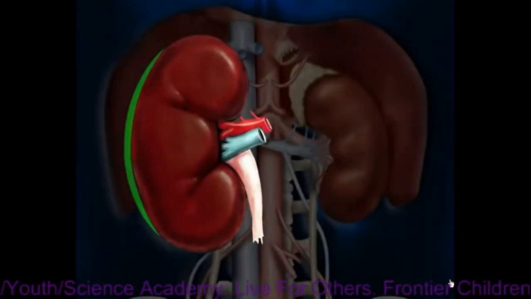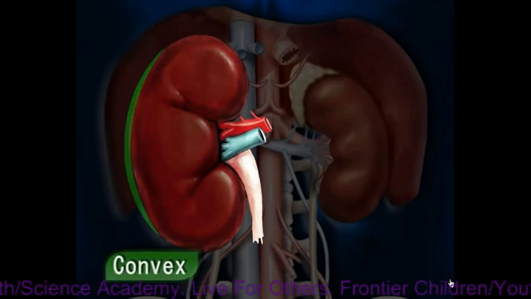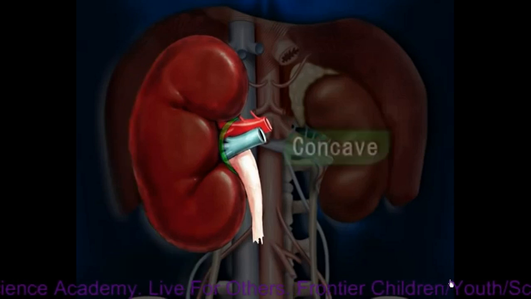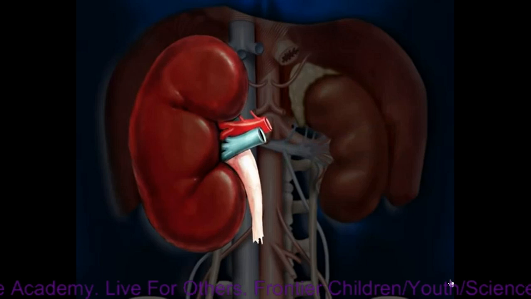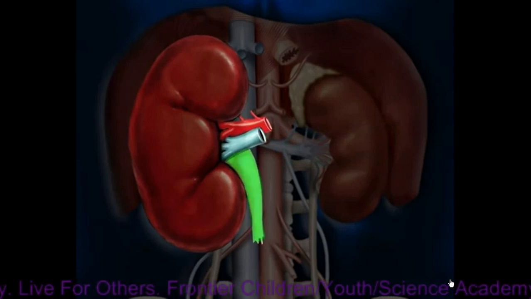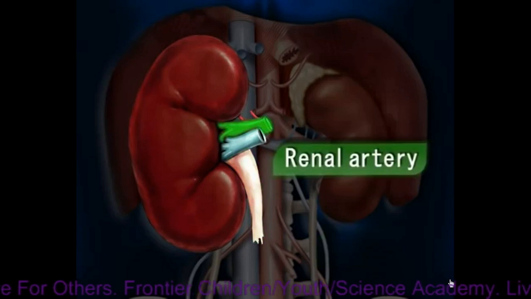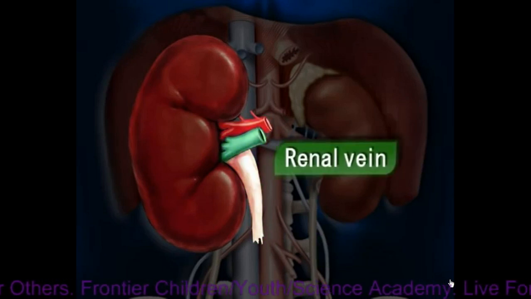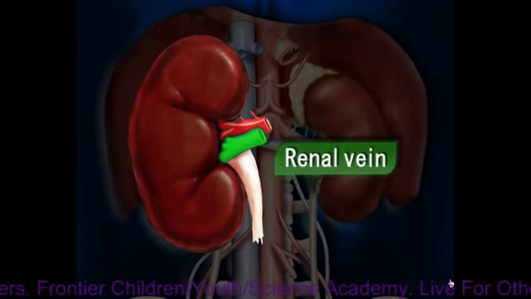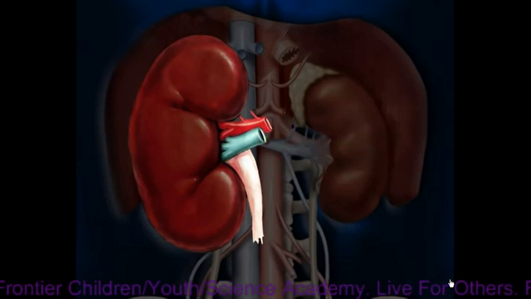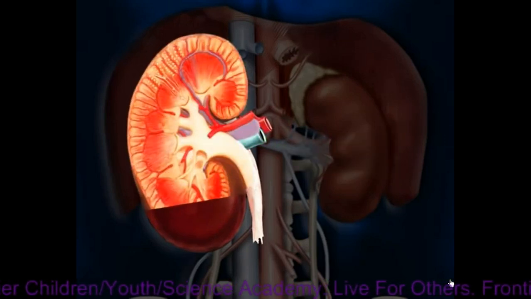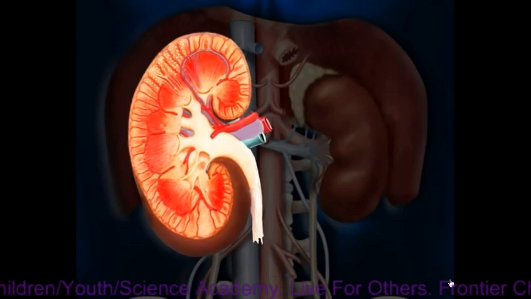The outer surface of a kidney is convex, and the inner surface is concave. The inner surface has a deep notch. Here you can see the ureter, renal artery, and renal vein entering the kidney through this notch. A fibrous capsule surrounds the kidney.